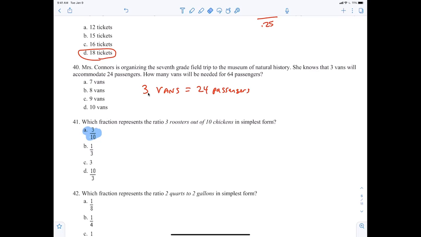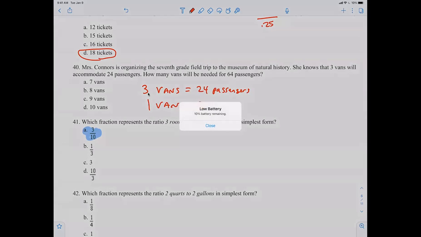Single passengers, that is divided by 3. Well, one van, come on now, you're smart. 3 vans equal 24 passengers. One van can take what? 8. Yeah. One van for every 8 passengers.